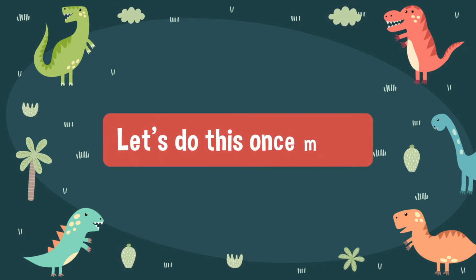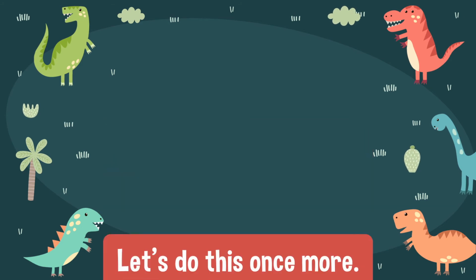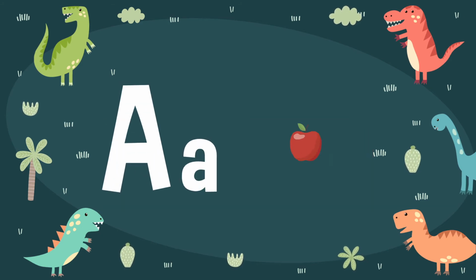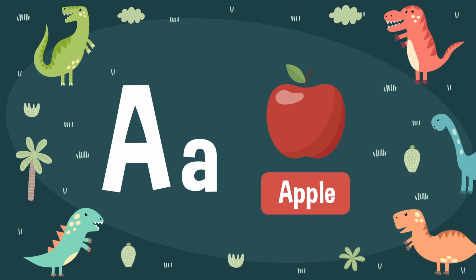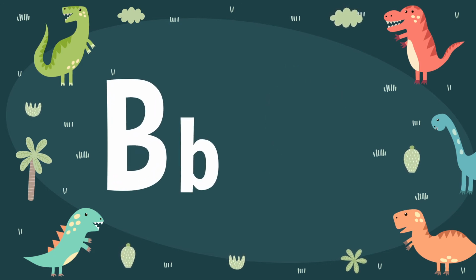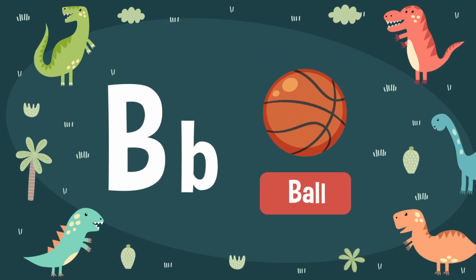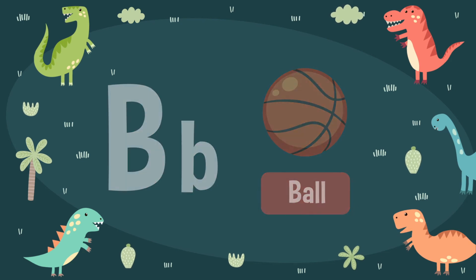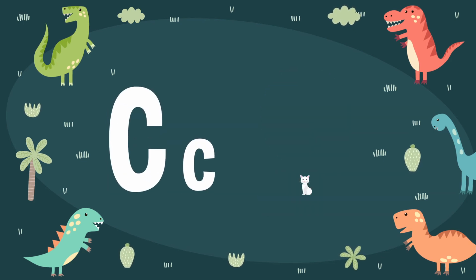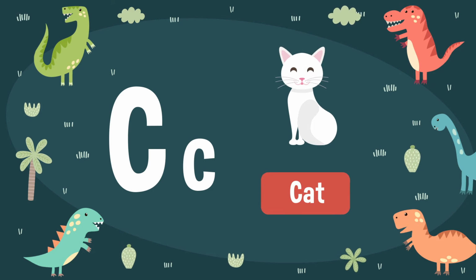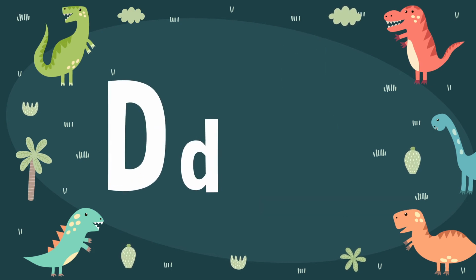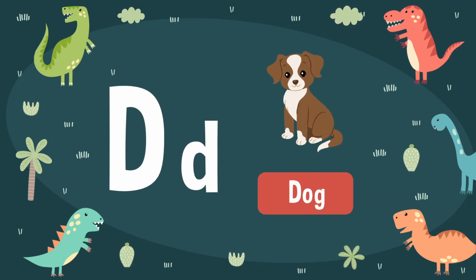Let's do this once more. A. A for apple. B. B for ball. C. C for cat. D. D for dog.